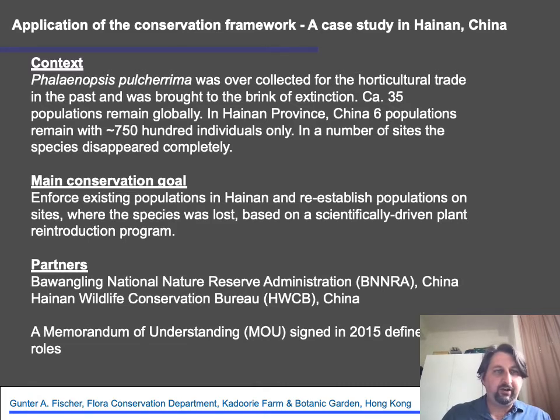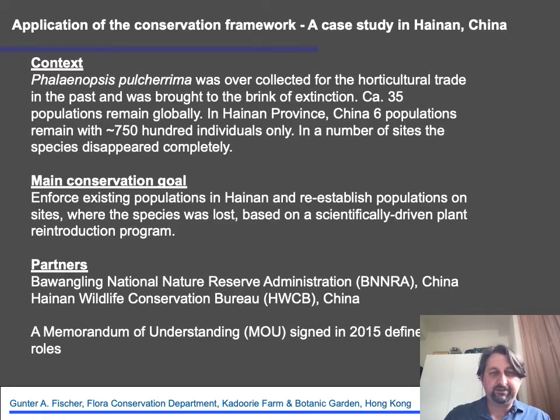Only 35 populations remain globally, and in Hainan province in China, our target area, only 6 populations remain, with only around 750 individuals left. And in a number of sites, the species disappeared completely. So the main conservation goal was to enforce the existing populations in Hainan and re-establish populations on sites where the species was lost, based on a scientifically driven plant reintroduction program.